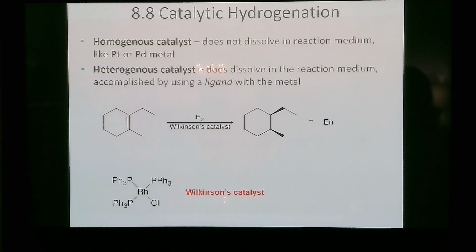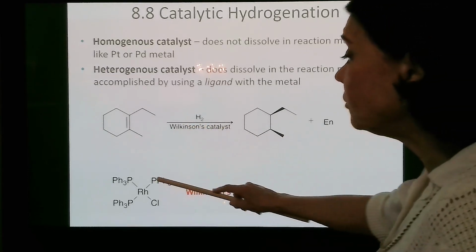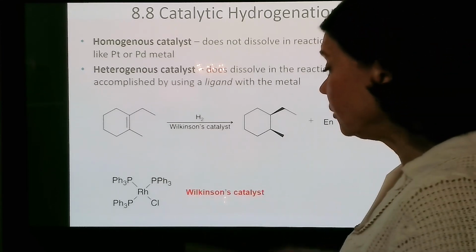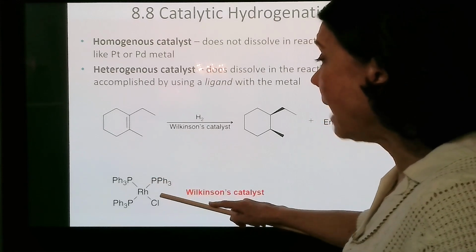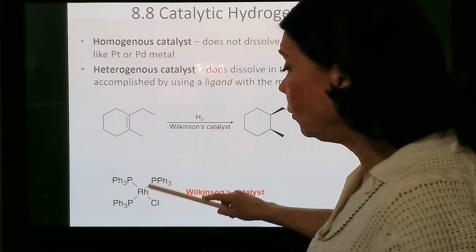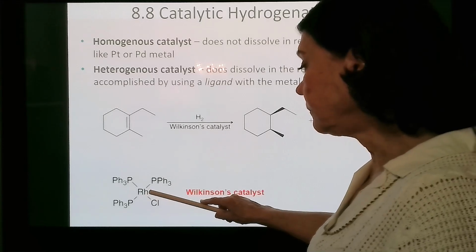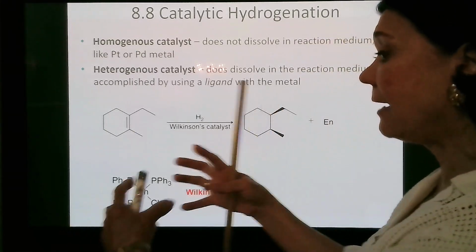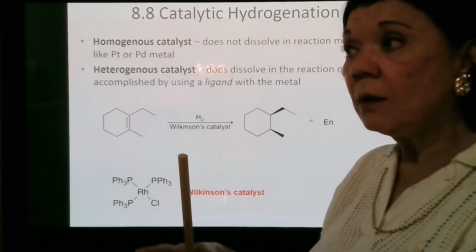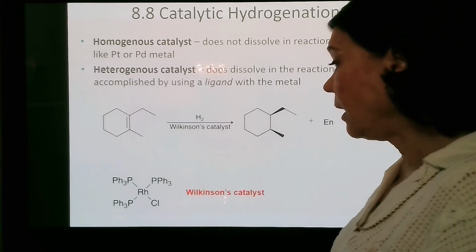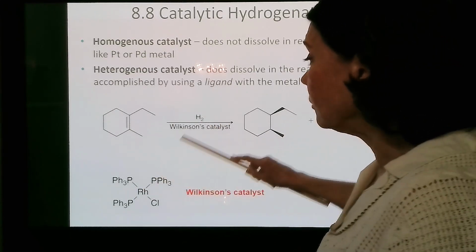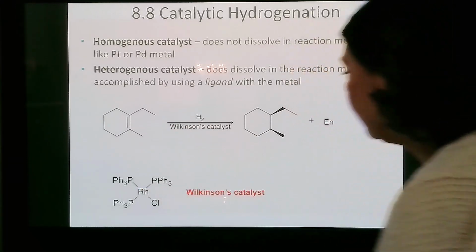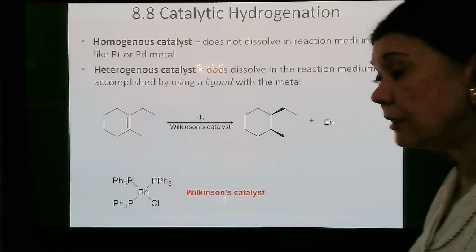Now similarly, Wilkinson's catalyst is not just a metal surface. Wilkinson's catalyst is this molecule. And so what happens, once again, is you have H2 reacting with the catalyst, and then you have the pi bond reacting with the catalyst, and the catalyst is holding all of the reactants together, and then the H2 reacts with the pi bond, and it reacts from the same side. And so once again, it is syn addition.